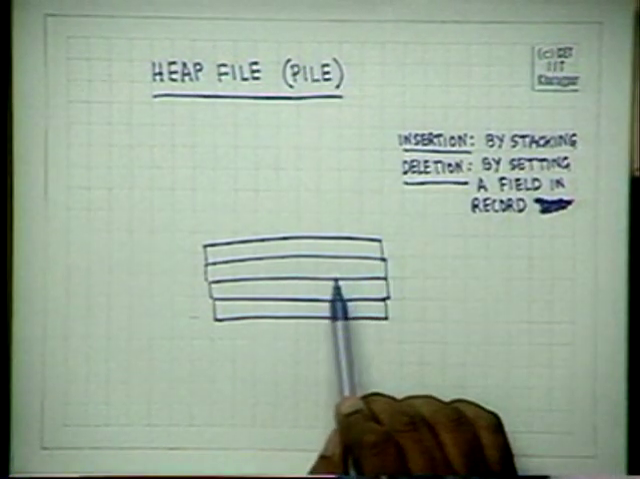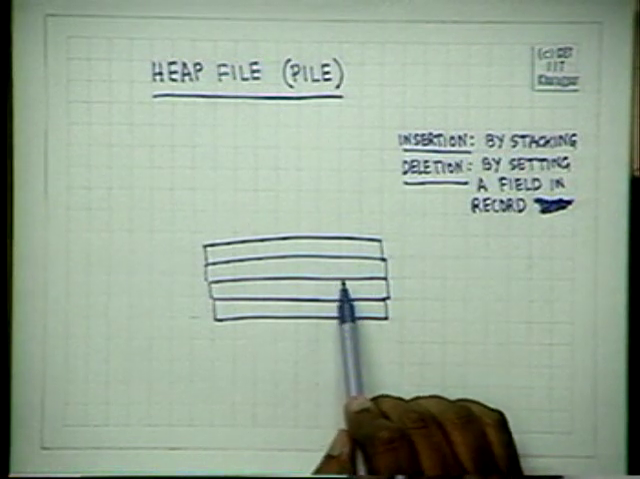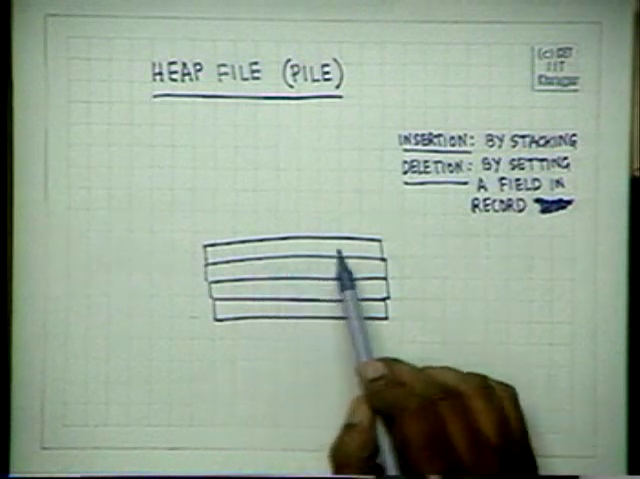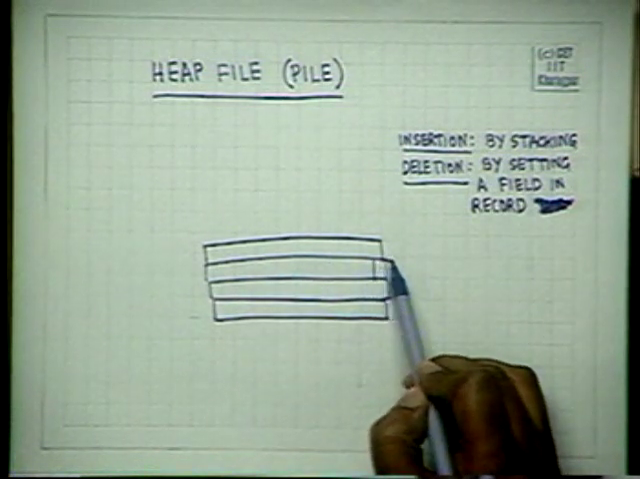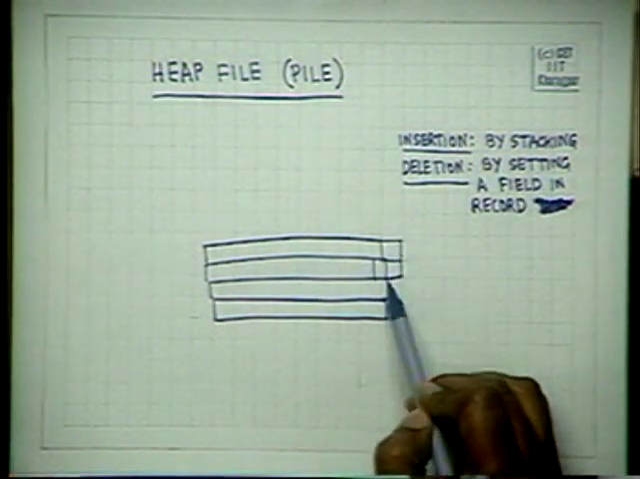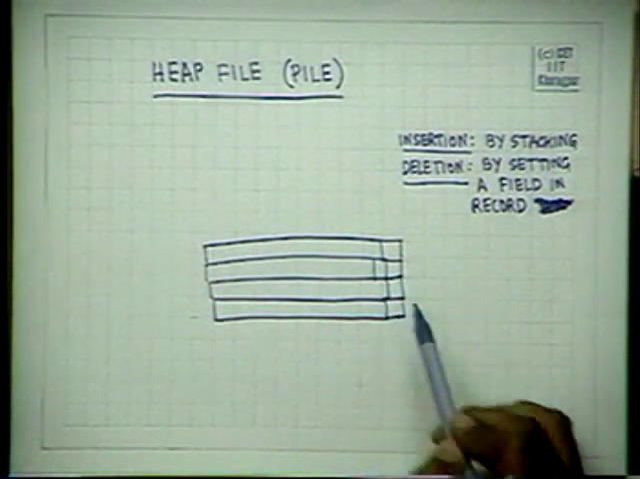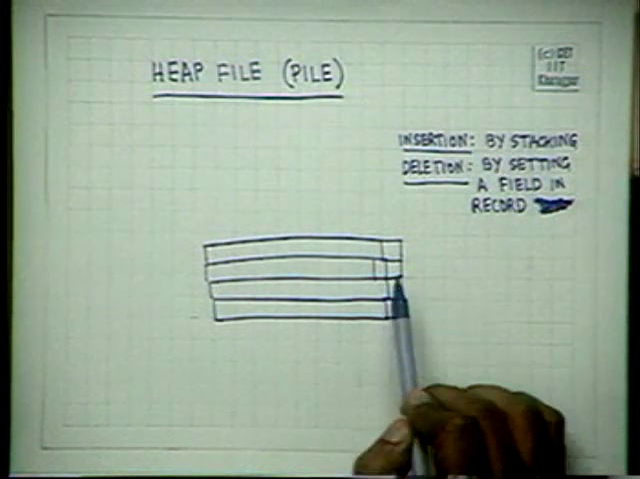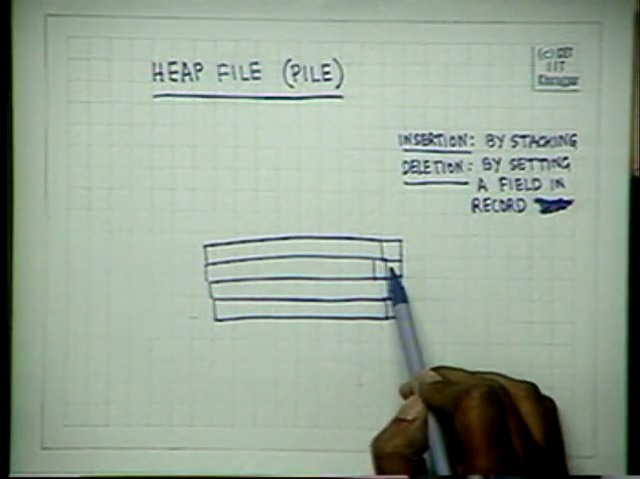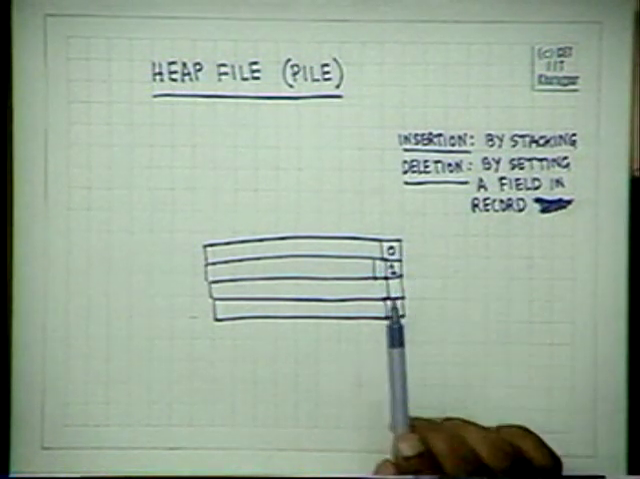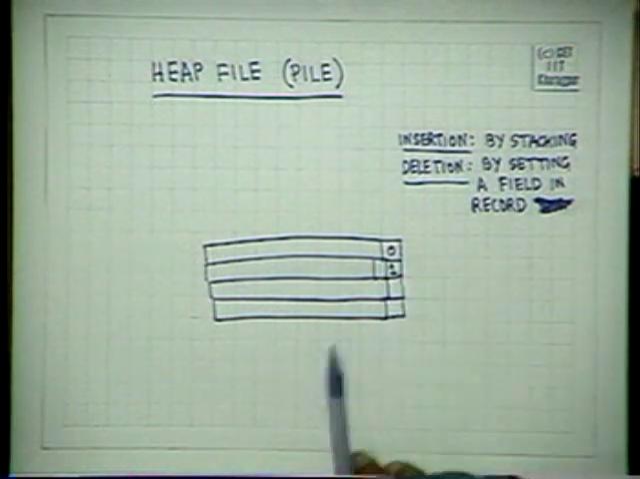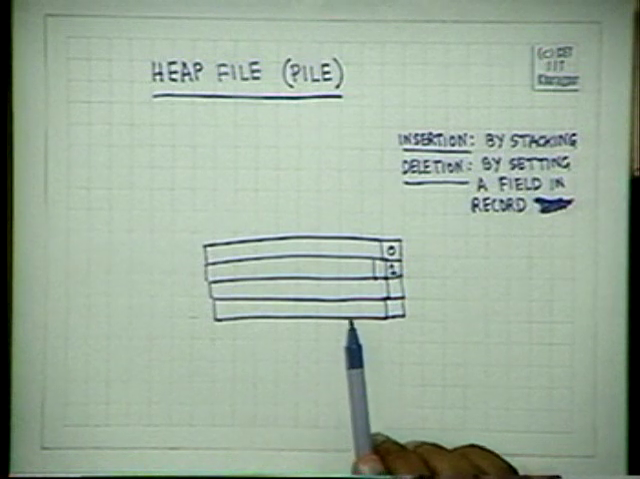That means that if you want to delete a particular record, this record is not physically removed. What is done is you have an additional field. So each record is extended with an additional field, which denotes whether it is deleted or available. If it is deleted, it is marked 1 and available is marked 0. So this field denotes whether that record is deleted. Physically nothing is done.